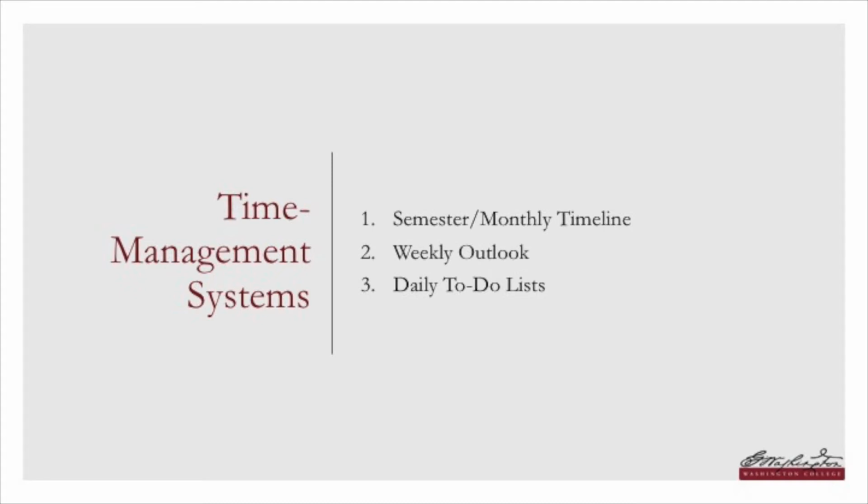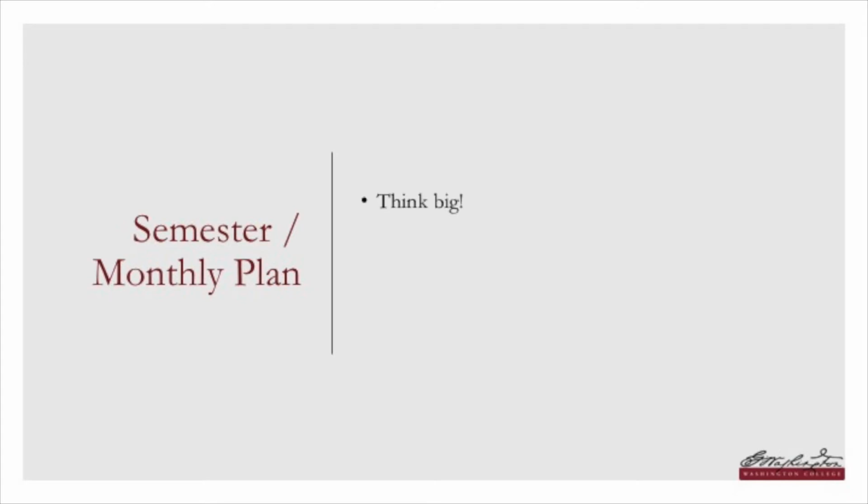We'll go into more detail about each one, but all 3 are important because they offer different levels of organization and time management. The semester or monthly plan is the biggest plan of the 3. You can choose to make a semester-long outlook or break it down by month. Either way, the system will contain all the important dates you need to know at a quick glance. This time management system also allows you to think big. You can see upcoming projects weeks or even months in advance instead of on a week-to-week or daily basis.